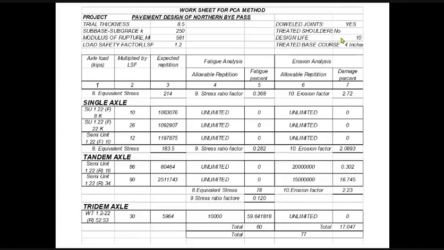Now, column 1 is the axle load in kips. We multiply it by the load safety factor. We get the expected repetitions, and then we calculate the allowable repetitions and the fatigue percent. Then for erosion analysis, the allowable repetitions and the damage percent for single, tandem, and tridem axles.